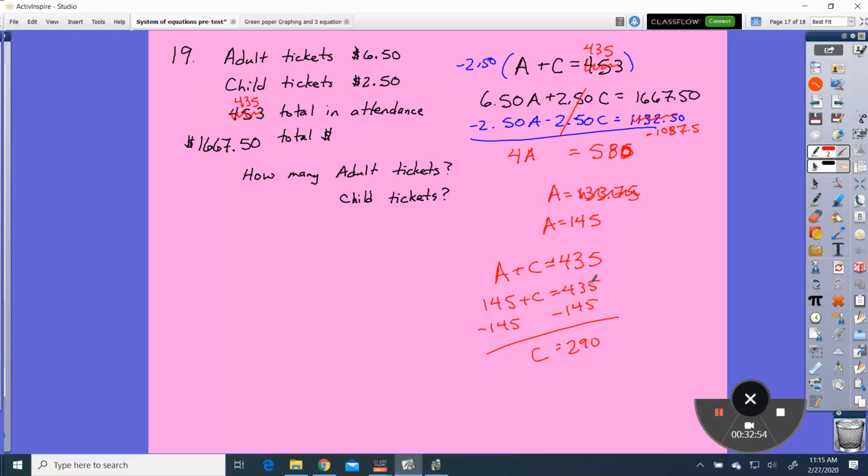I could have done that by hand. 5 minus 5 is 0. Borrow 10 from there, put it here. 13 minus 4 is 9. 3 minus 1 is 2. So anyways, there are 145 adults and 290 children.